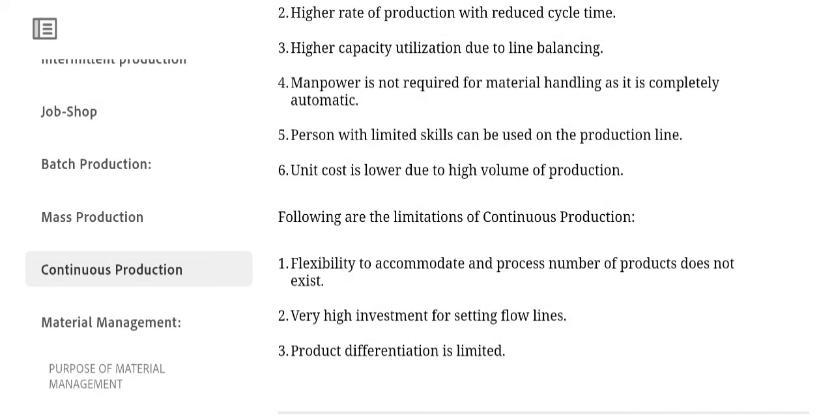And after that, product differentiation is limited. If we want different types of product, it is very limited, because all things are going to happen automated, so the production process is limited for that.